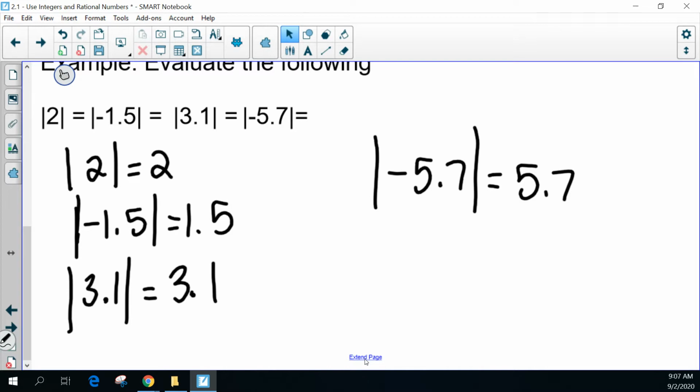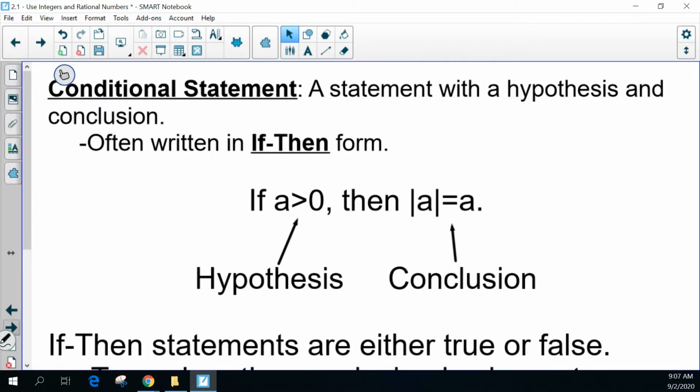Okay, so the next thing is a conditional statement. This is also written as an if-then statement, and this is a statement that has a hypothesis and a conclusion. This actually crosses over into science class as well, because you work with a hypothesis and a conclusion. Before you do an experiment, you would make a hypothesis, and this is essentially the same thing. It's saying that if this happens, then this would happen because of that.